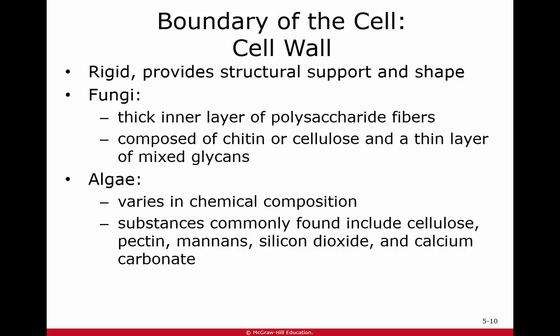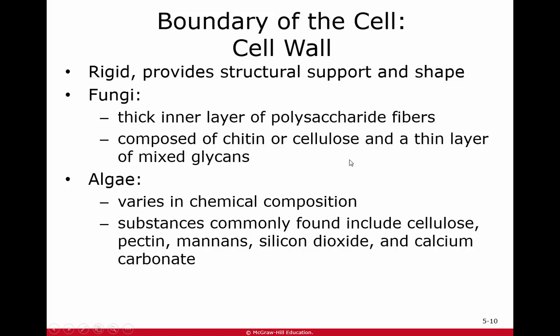Now, cell walls are not found on all eukaryotes. Typically, you'll remember, all prokaryotes have a cell wall, except for that one group at the end, the mycoplasmas. When we look at eukaryotes, though, there's only certain types of eukaryotes that have cell walls. Fungi being one of them, they have a cell wall. The difference we see here, though, is that the cell wall of a fungus is not made of peptidoglycan. It's typically made of chitin.